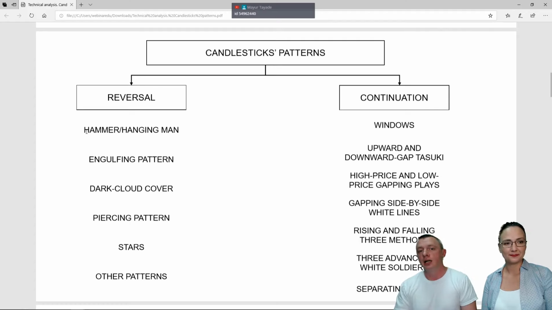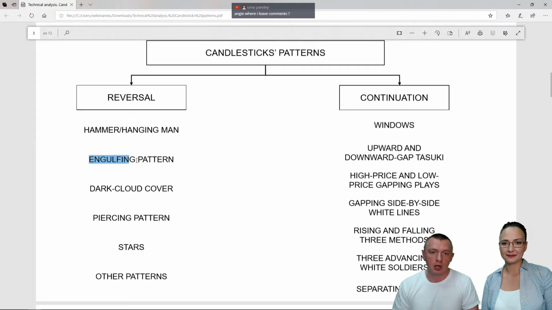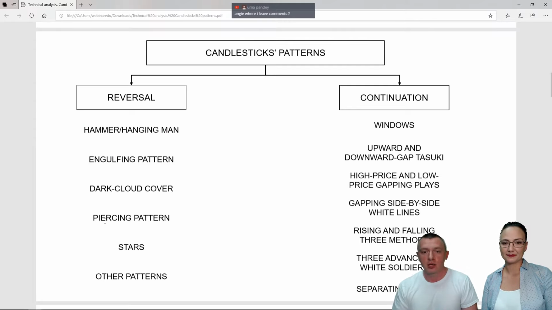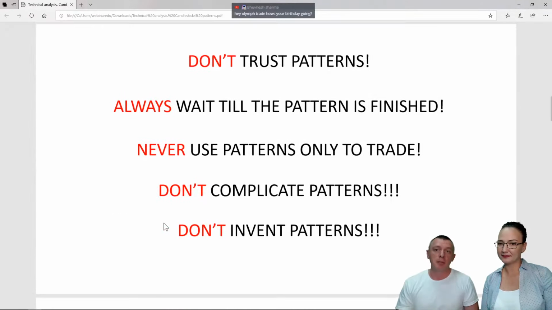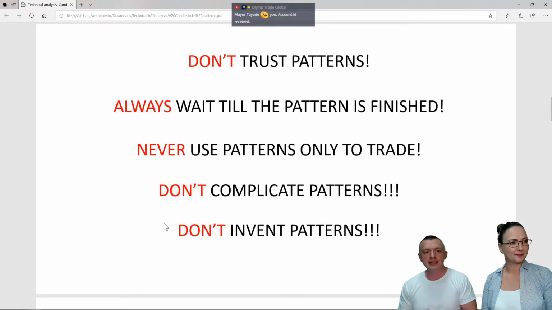Look, what do we have? Like the hammer or hanging man, engulfing pattern, dark cloud cover, piercing pattern, different types of stars, and some other patterns. Okay, let's look at some of them. But before that, I'd like to explain several rules which I use during Japanese candlestick analysis.